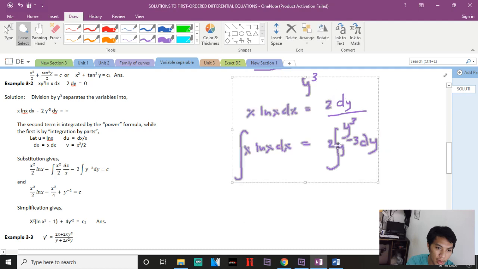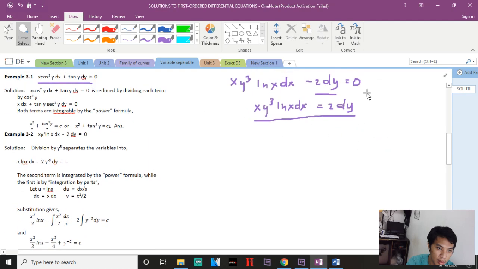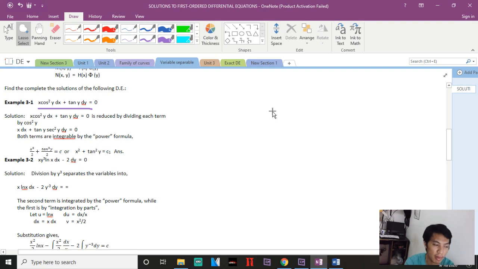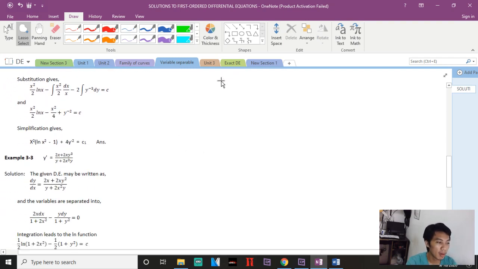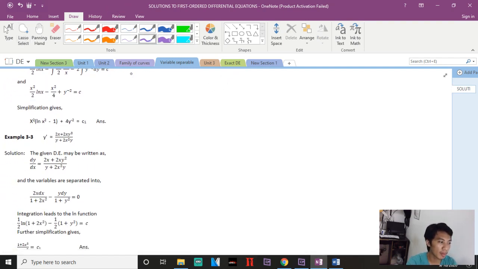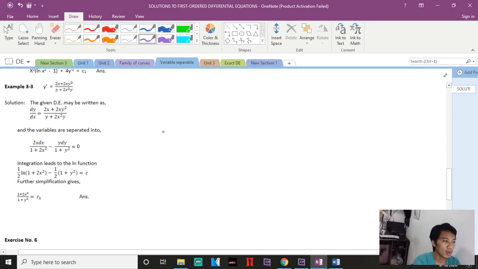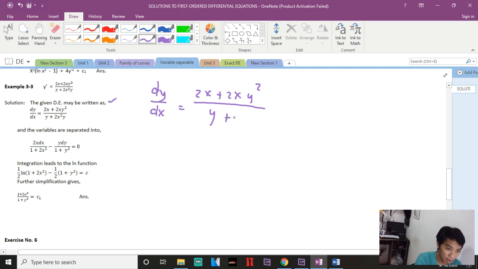Okay. Let me erase. Okay. For example number 3, ng variable separable mo. Now, you are given this DE. This one. Okay. Given this DE may be written as dy over dx equal to 2x plus 2x y squared over y plus 2x squared y.